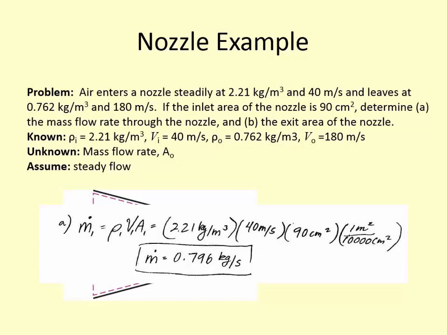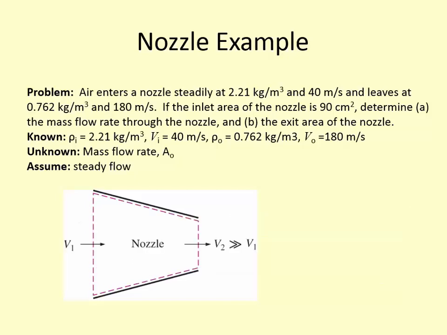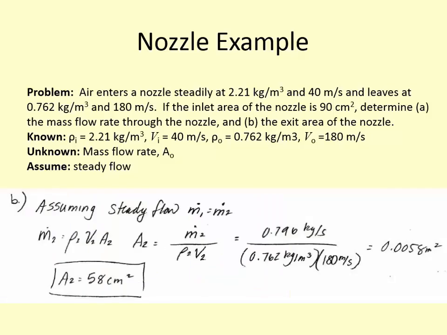Okay, so how do we find now the exit area of the nozzle? What do we know about this problem if we're assuming it's steady flow? Yeah, so mass flow in has to be equal to mass flow out. There's no accumulation of mass within the nozzle. So m dot 1 is equal to m dot 2, which means that rho 1, velocity 1, area 1 is equal to rho 2, velocity 2, area 2. We already solved this bit up here, this mass flow rate 1. We're trying to solve for area 2.